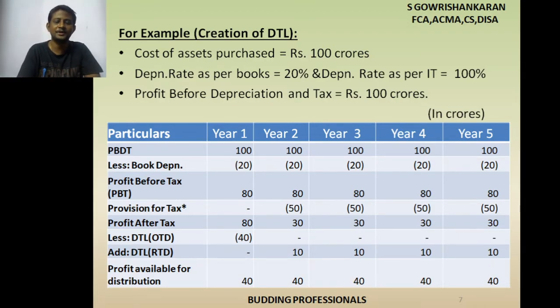Initially 40 crore is debited. Now it is credited to my P&L account. This is what deferred tax liability is. Initially I account it as an expense in my books of accounts, create a liability and present it in my balance sheet. Every year I reverse it from the balance sheet and transfer it to my income account, crediting the P&L account, 10, 10, 10, 10. This is what creation of DTL is.